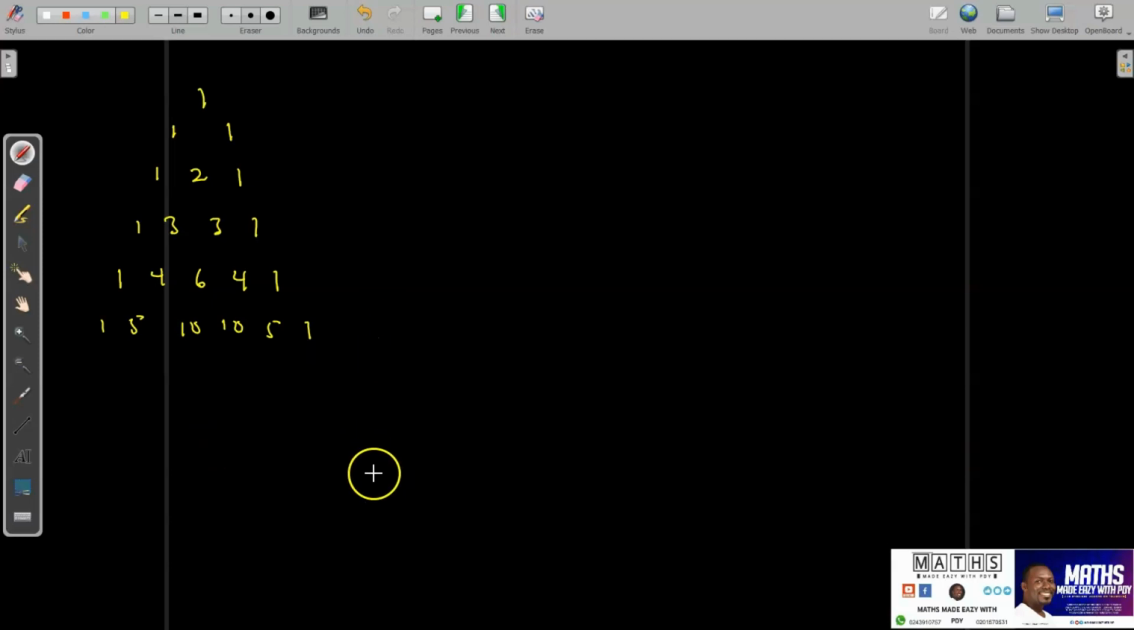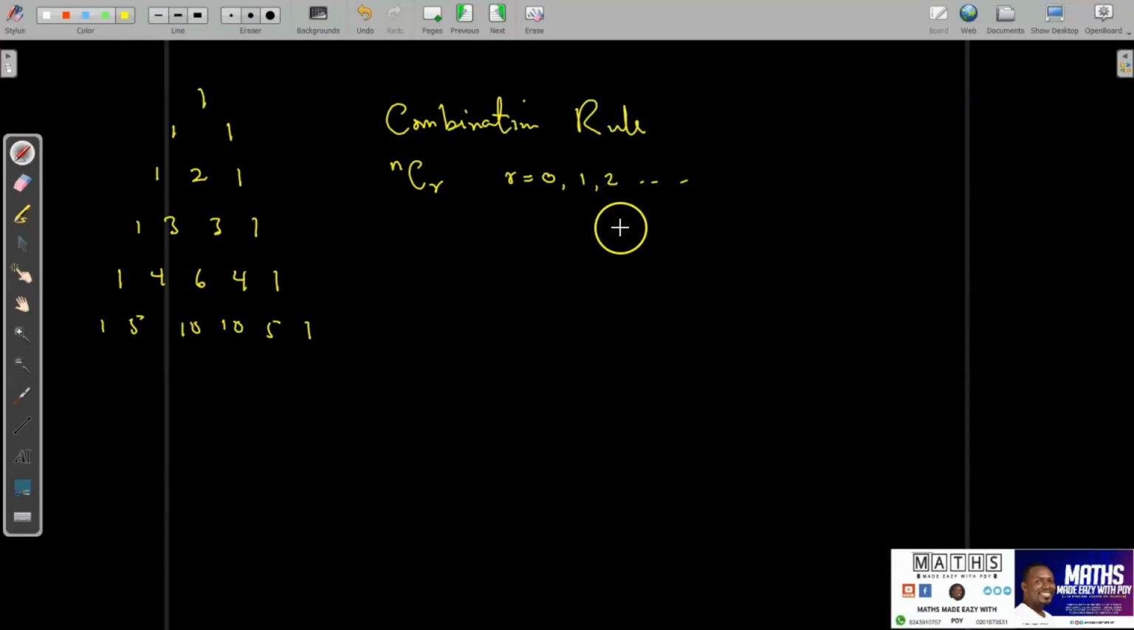Before I left the last lesson, we also came up with what we call the combination rule. We said that the combination rule, or formula, can also be used to generate these coefficients. It is given on your calculator as nCr. Today I'll be talking much about it. The n represents the power, whilst the r value represents the whole numbers from the first term onward, depending on the highest power you are expanding. The r value always begins from 0, then 1, 2, and so on.